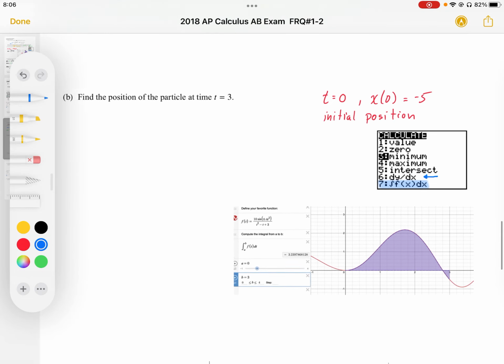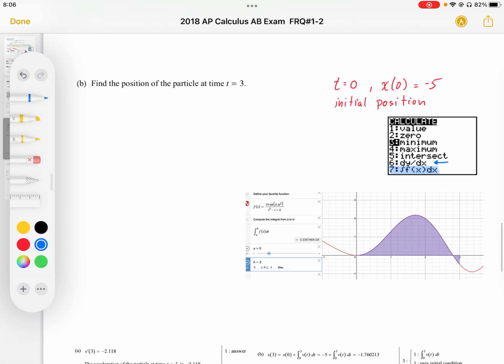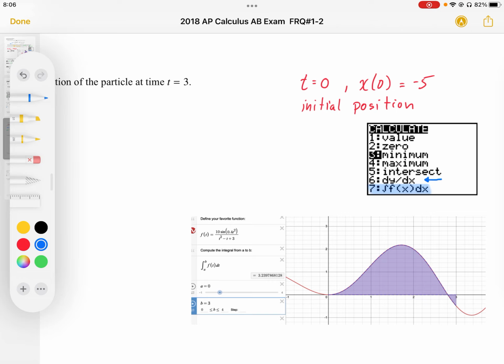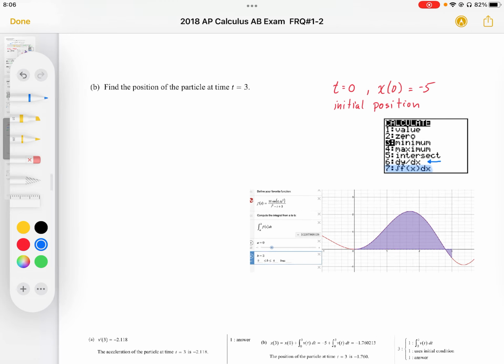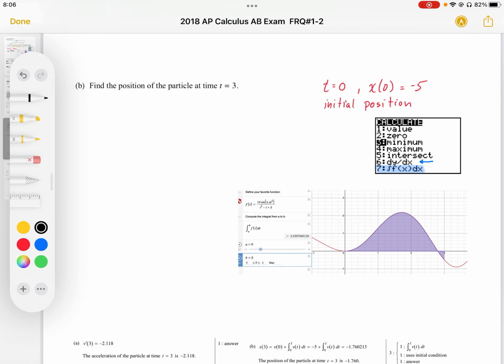Part B says, find the position of the particle at t equals 3. Well, for the position of the particle at t equals 3, we start with the position at t equals 0, which is negative 5. That's our initial position. So our position function x as a function of t is going to be equal to negative 5 plus the area, or the displacement, from 0 to t under the velocity function.